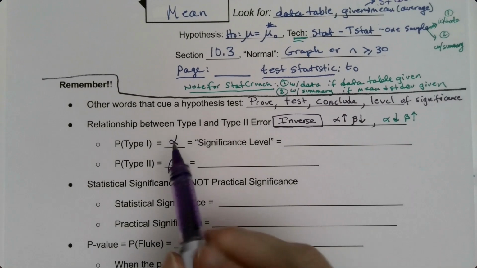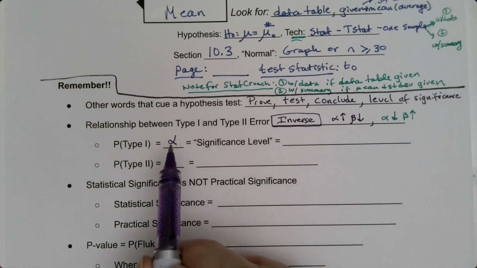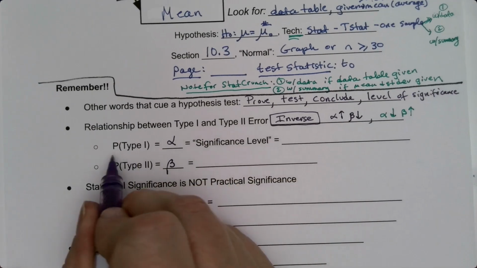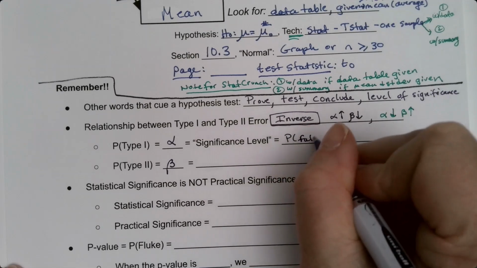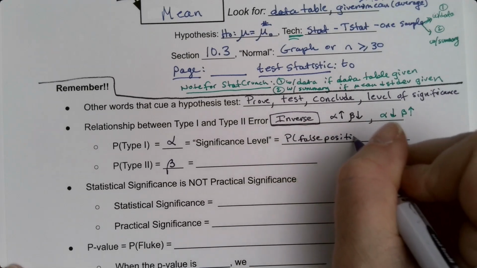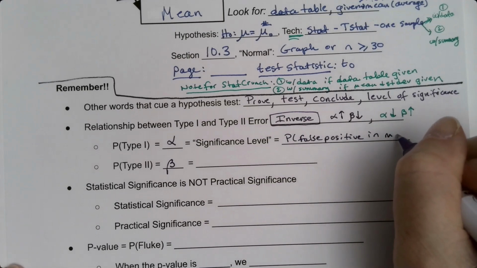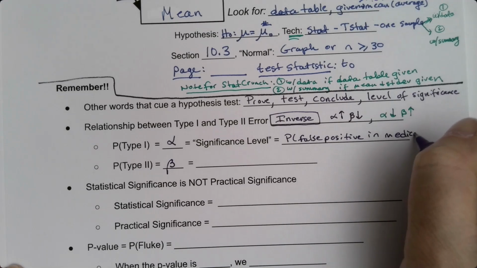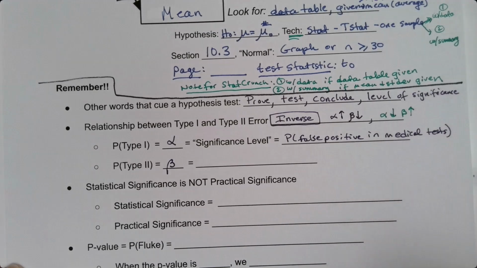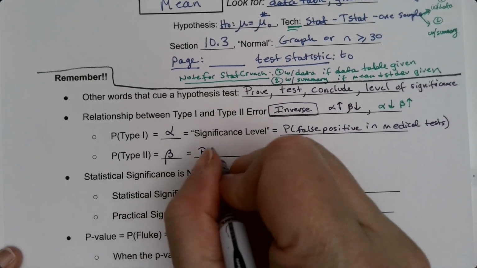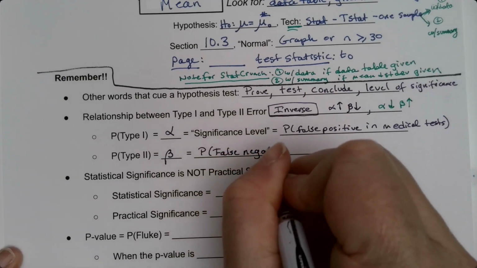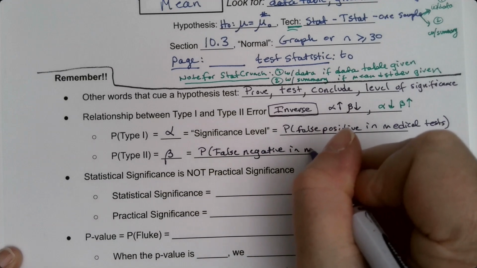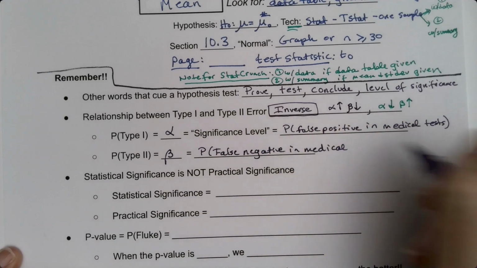Now, alpha, this little one that looks like a fish, that's the Greek letter alpha. It is the probability of a type 1 error. And in medical tests, that's the probability of a false positive in medical screening. And beta is the probability of a false negative in medical screening.